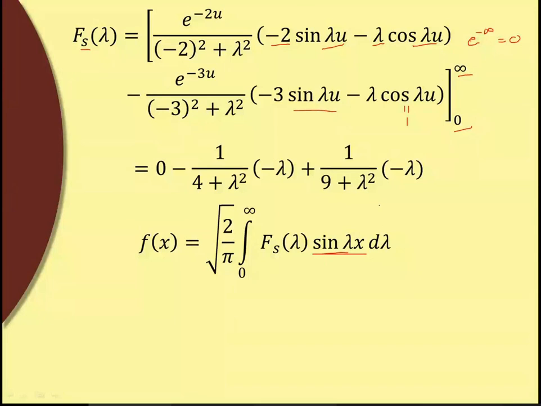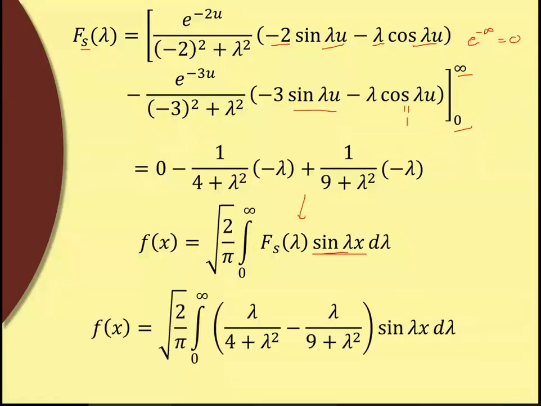Now substitute this value over here, and that gives us the answer. So f of x is equal to square root of 2 by pi, integral 0 to infinity of lambda upon 4 plus lambda square minus lambda upon 9 plus lambda square, sine lambda x d lambda. Okay. So by proper use of these formulas of the Fourier transform and inverse Fourier transform, we can get the corresponding answer. So carefully remember the 3 types of formulas: general Fourier transform, Fourier sine transform, Fourier cosine transform.